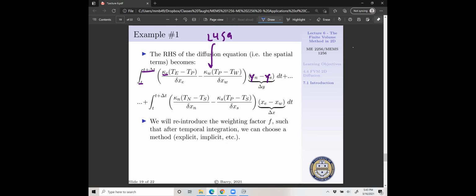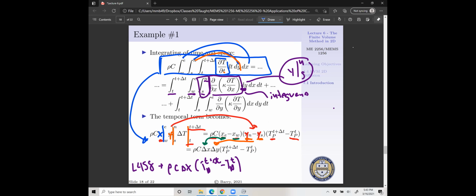And then the second term of the right-hand side of our diffusion equation, if we jump back here, we have ∂/∂y of the quantity kappa ∂T/∂y. This is our integrand, and there's no dependence upon x. So if we integrate this with respect to x, it's going to be x evaluated between our east and west interfaces. And then we just integrate from our south to north face of ∂y. Our ∂y's kind of cancel out, so you'd have ∂ kappa ∂T ∂y.